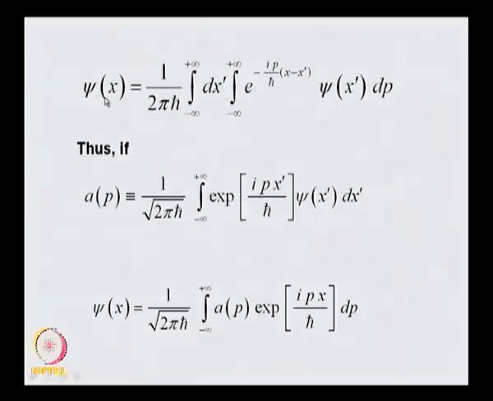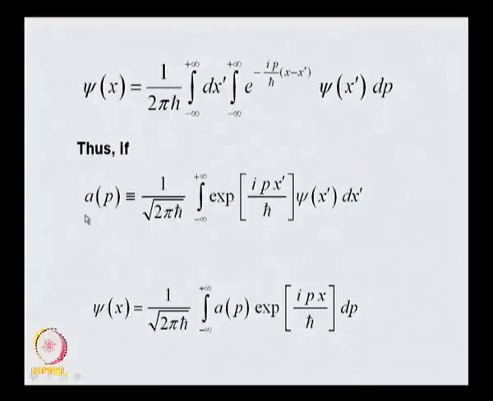So, thus if psi of x is equal to so much, if I define a of p as the Fourier transform of psi of x, and then I quietly remove the prime from here, then psi of x is equal to the integral of a of p times e to the power of i p x by h cross dp.